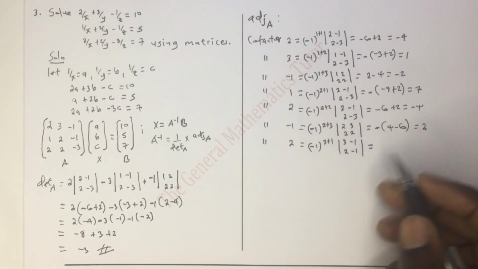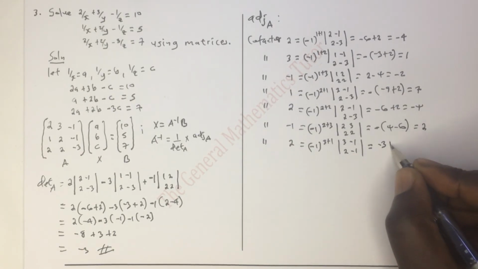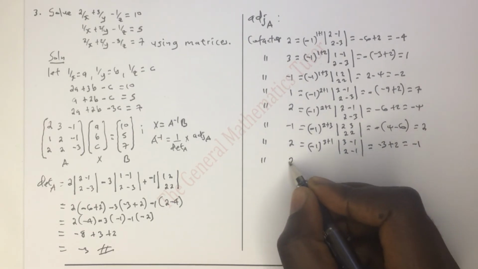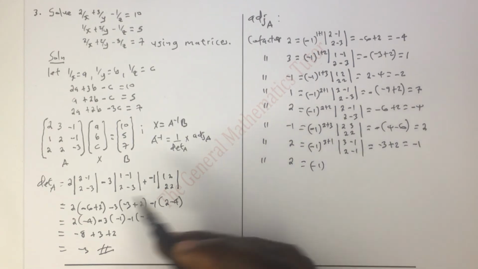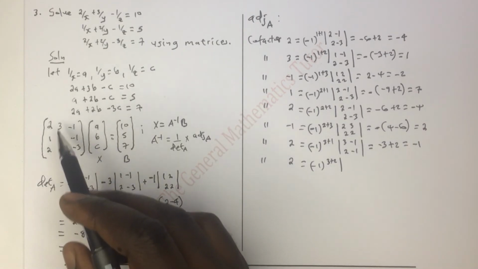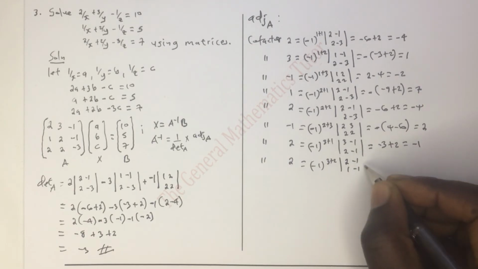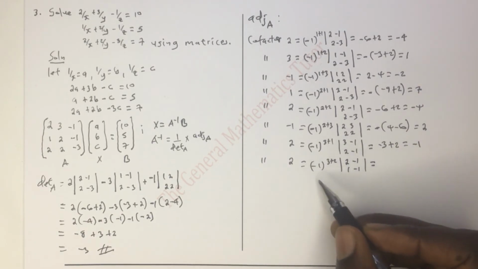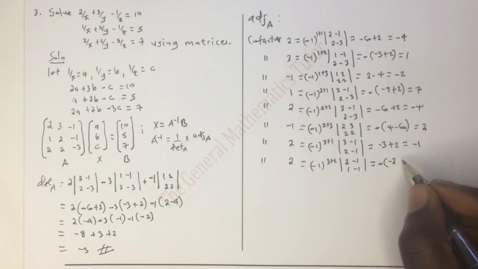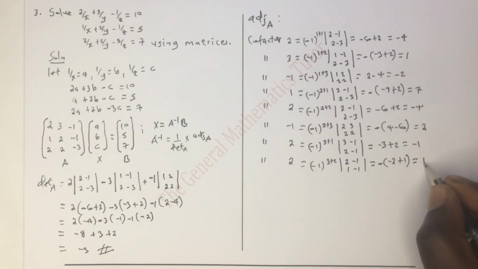So this is even, that will be positive. So we have 3 times negative 1, that is negative 3, plus 2, that is negative 1. And the cofactor of the next element, which is 2. 2 is in row 3, column 2. Cover its row and its column, you're left with 2, negative 1, 1, negative 1. So this is odd, we are going to have a negative. So negative of negative 2 plus 1. So in the bracket we have negative 1 times that negative, that will be positive 1.